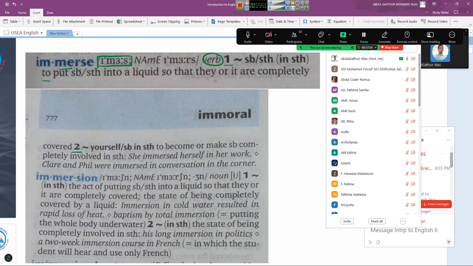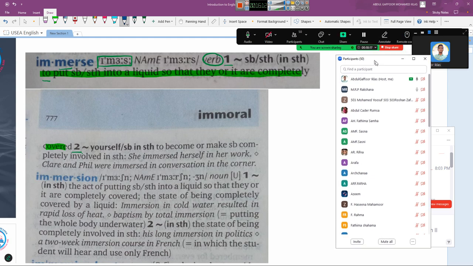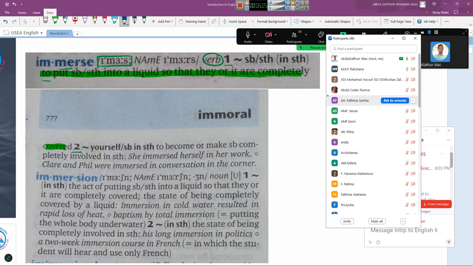Now this tells the description of the word. SB stands for somebody and STH stands for something. If you are already using this dictionary, you might be aware, but if you don't know, understand that in the dictionary SB stands for somebody and STH stands for something. To put somebody or something into a liquid so that they or it are completely covered. For example, if you take a glass of water and put a coin in, you can say the coin has completely immersed into the water. How can you construct a sentence?